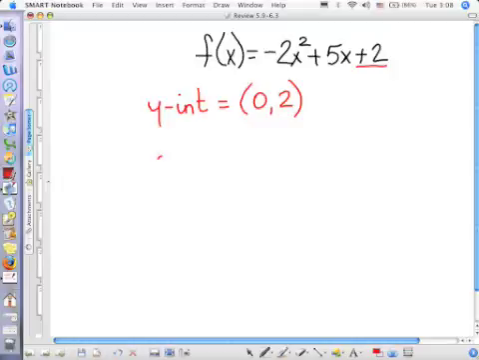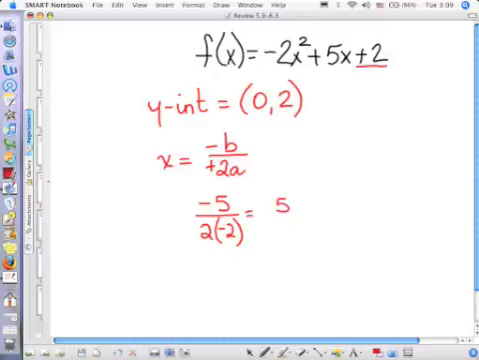The axis of symmetry is found by the equation x equals negative b over 2a. b is 5. So that's negative 5 over 2 times a, which is negative 2, which gives us negative 5 over negative 4, or 5/4. So the y-intercept was positive 2, and the axis of symmetry is x equals 5/4.